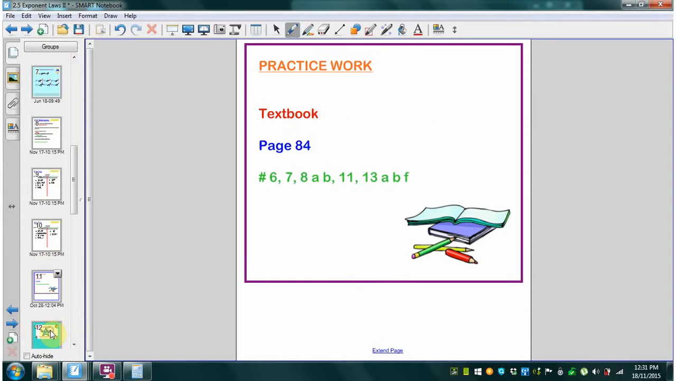Okay, so here's the practice work that goes with this lesson. Write it down in your notebook so you know which ones to do. It looks like a lot, but it shouldn't be too bad. The reason I'm giving you a lot of practice work is that this exponent stuff, the exponent problems, can get really confusing. Okay, so the more practice you do with it, the better you get. So page 84, here's your questions. Write that down in your exercise book, and then we'll get to work on that.